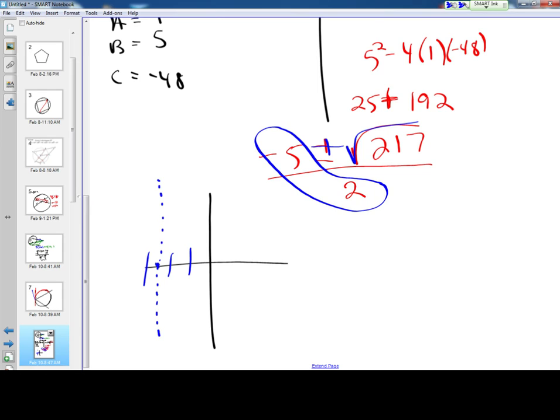The min or the max has to be on this axis of symmetry. So it's going to be looking like this somehow. I don't know where, but it will be. Okay, that's all that tells me.